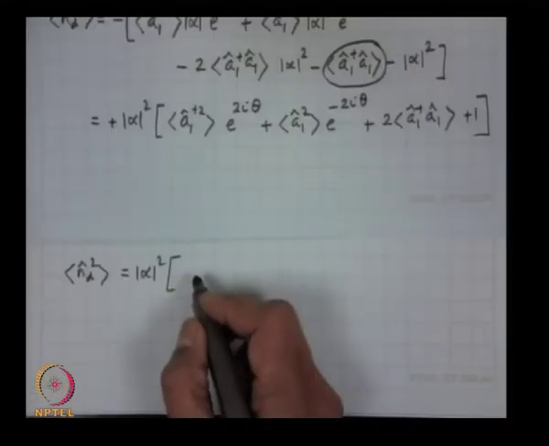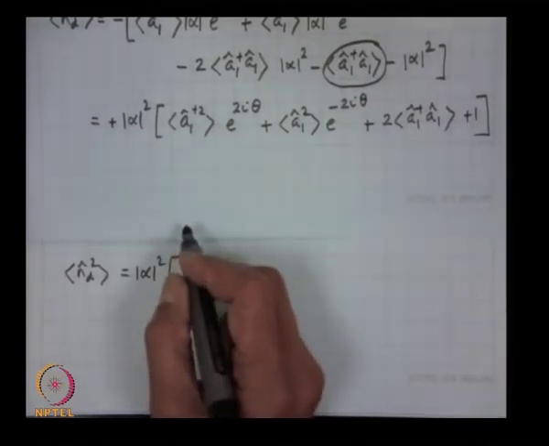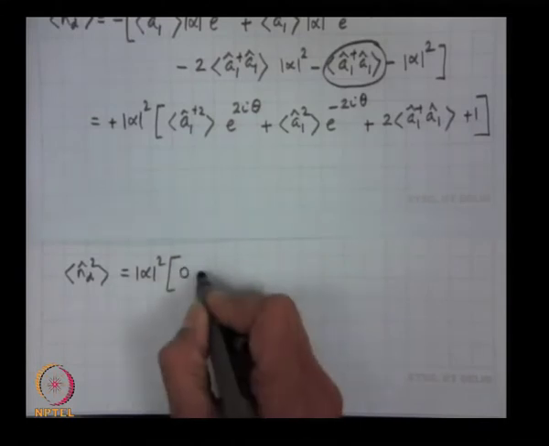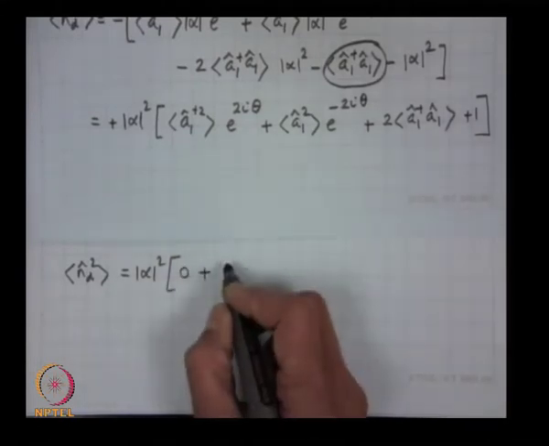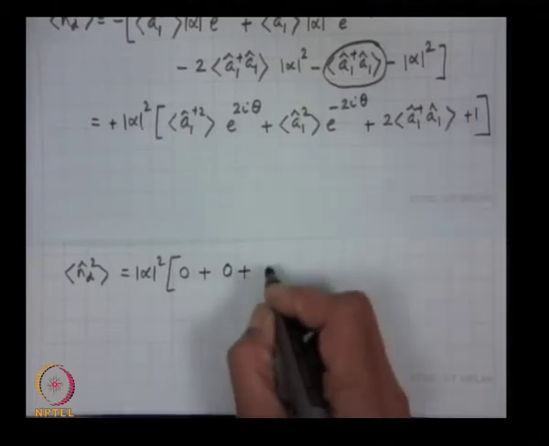So what is the expectation value of A1 dagger square? This is 0, A1 dagger square 0, which is 0. Second term, A1 square expectation value is 0. A1 dagger A1 also 0.